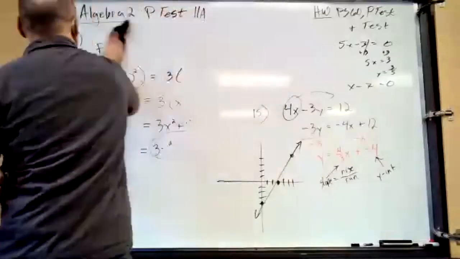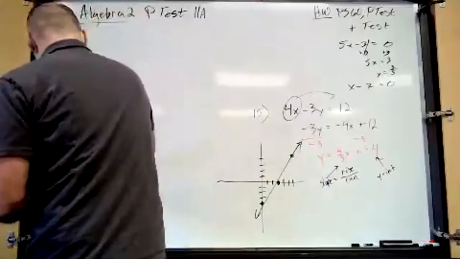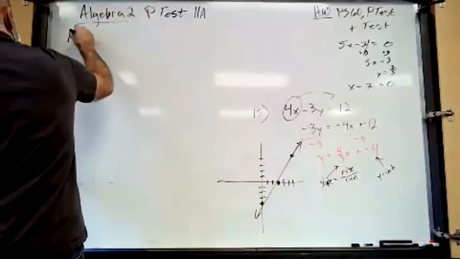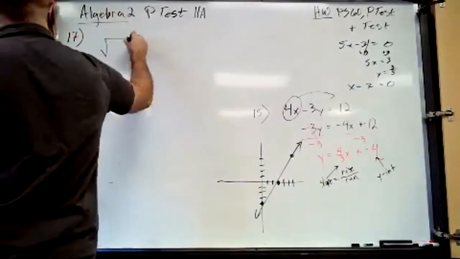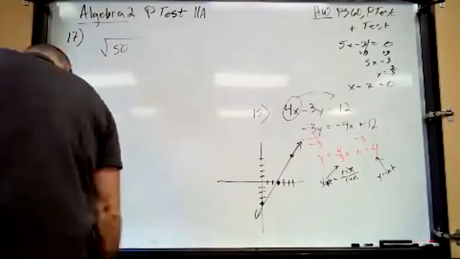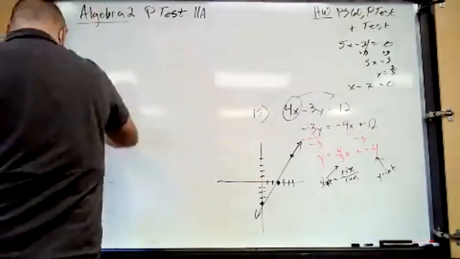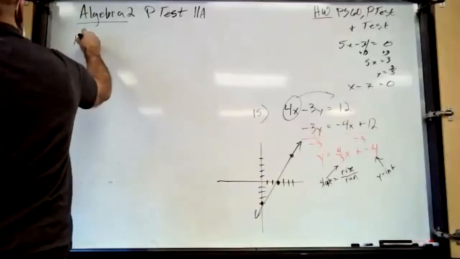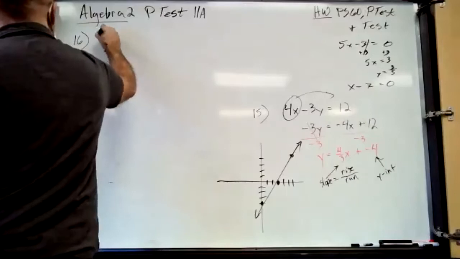All right, number 17. Simplify. Square root. Wait, so like, what about is this 16? Oh, yeah. Okay, good. Well, if you want to make it extra credit too, yeah, I'm fine with that. 16. All right, what do you do with exponents raised to exponents?